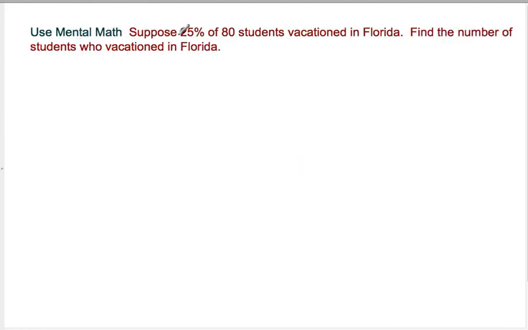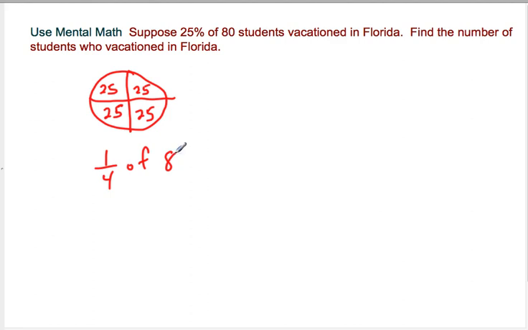Alright, let's try another technique. Sometimes we can use mental math. So suppose 25% of 80 students vacation in Florida. Find the number of students who vacation in Florida. Well, we know that there are 80 students total, but only 25% of them vacation in Florida. After you use percents a lot, you're going to find that 25% is equal to 1/4, which is pretty easy to see if you were to make a circle, right? 25%, 25%, 25%, 25%. That's 100%. So we know that 25% is 1/4, so we need to find 1/4 of 80.